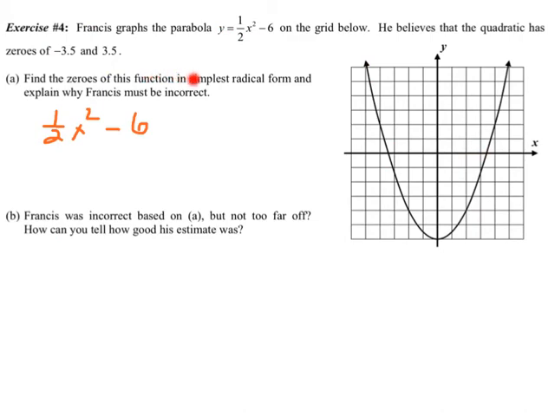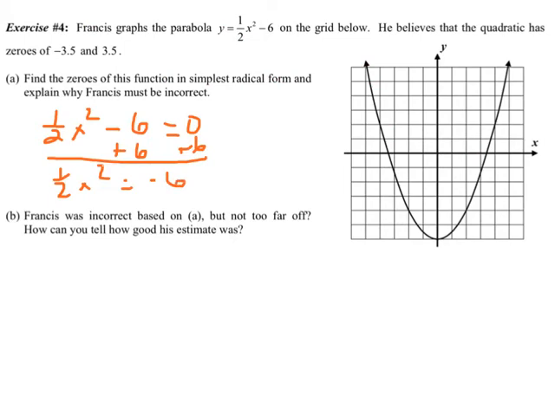So the job is to find, in simplest radical form, the answer to this and see if he was correct or incorrect. Or why he must be incorrect. My bad, I guess they're already telling you that. So I take the equation up here, and let's do it. I set it equal to 0. So how are we going to solve? I'll bring the 6 over first. You will have a half x squared then equals negative 6.